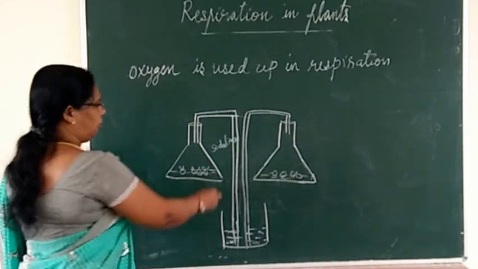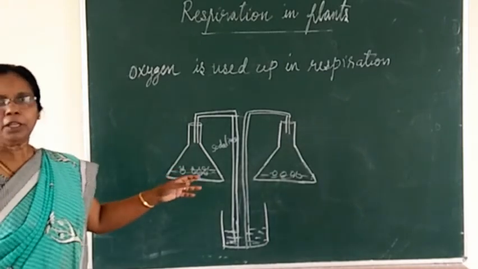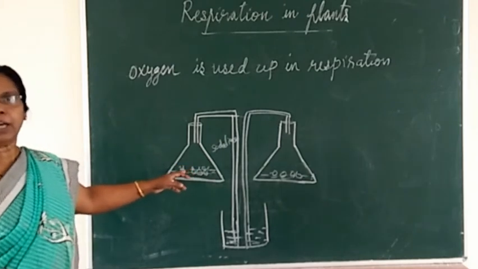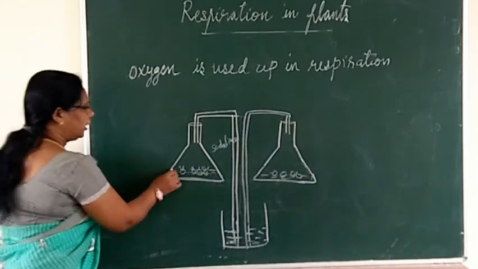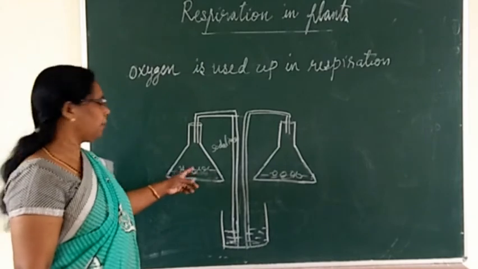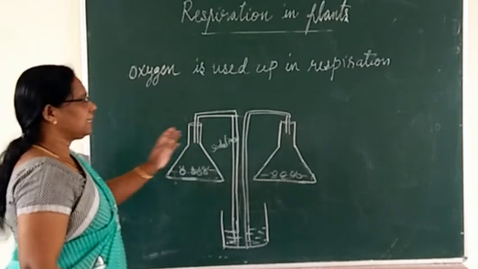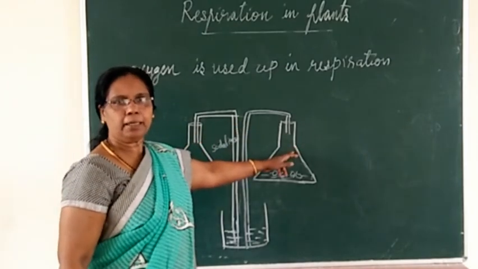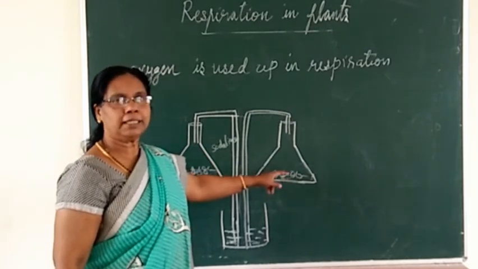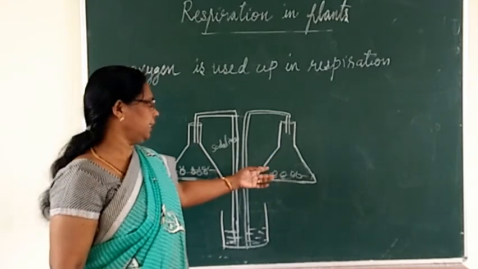Here in the book, on the board, you can see that 2 conical flasks are arranged with the help of a stand. In one of the conical flasks you have to keep wet cotton wool and some bean seeds. Whereas in the second conical flask, you have to take some dead seeds. How can you make dead seeds? By boiling. You take the seeds and boil them, so they will be dead seeds.